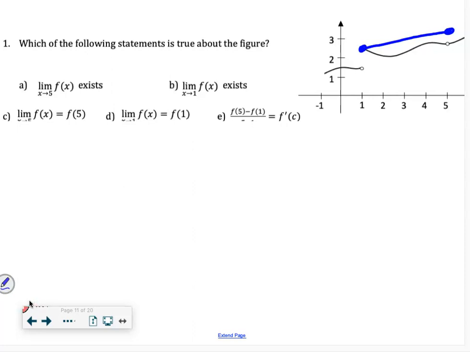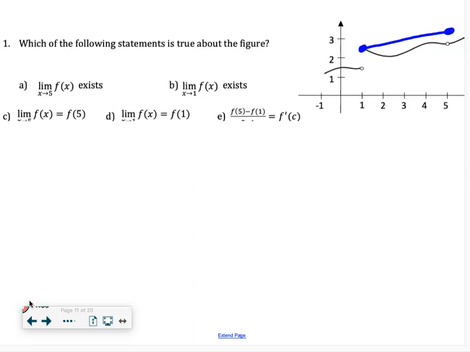why does it say f prime of c? Yeah, that's what I was confused about. What is c? I wonder if that's a typo. It doesn't equal a derivative anywhere though, right? So it's not going to be true. But doesn't it have to equal a slope in that area because of the MVT?